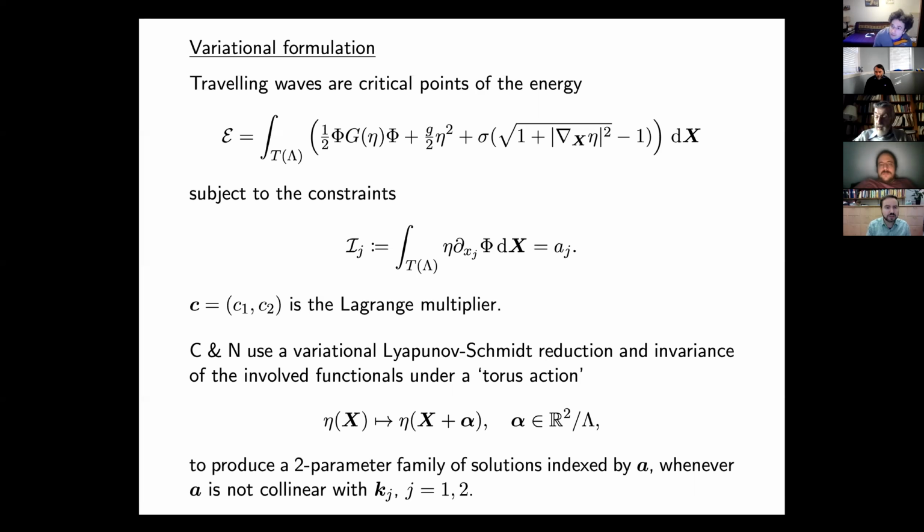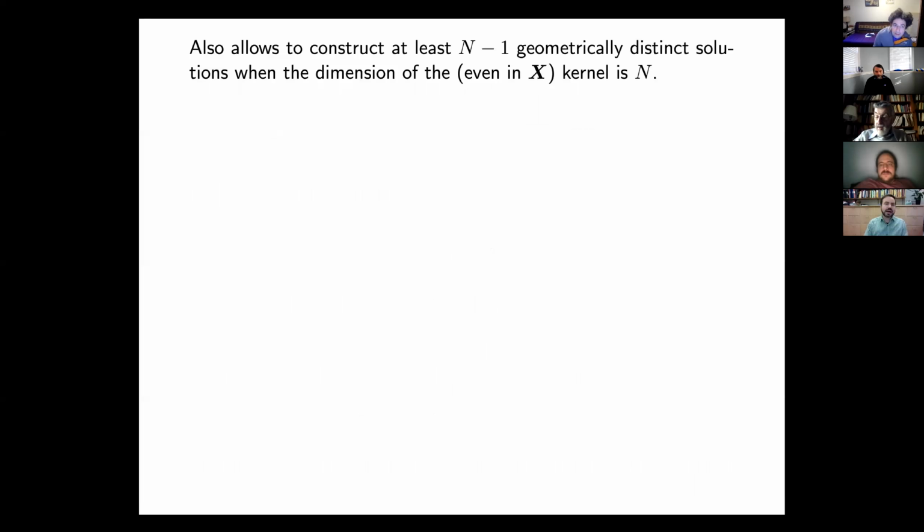Okay, right, and they do something more as well. They are also able to say something about the case when the dimension of the kernel is higher. So if the dimension of the kernel, ignoring the fact that you can have both cosine and sine, is n, so the total dimension is 2n, then you can use this to produce at least n-1 geometrically distinct solutions.